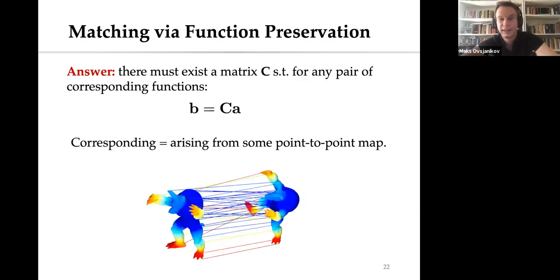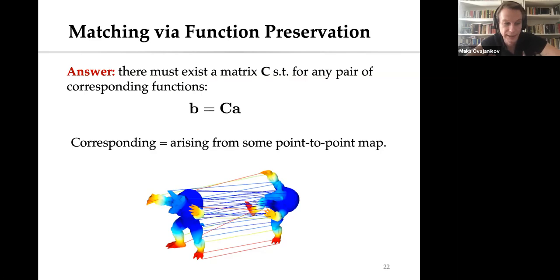It turns out that the relation is very simple, and the answer is that there must exist a matrix such that for any pair of corresponding functions, the set of coefficients b equals C times a. So C doesn't depend on a or b; it's some universal transporter. In this case, corresponding functions means that they arise from some fixed point-to-point correspondence. So if there is some correspondence, there must exist a C such that for any pair of functions, C times a equals b.